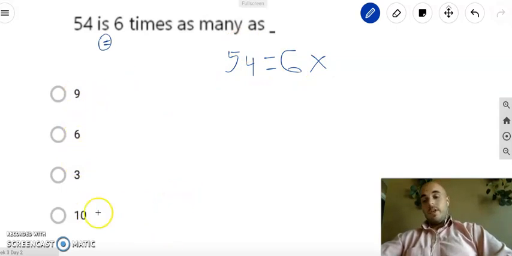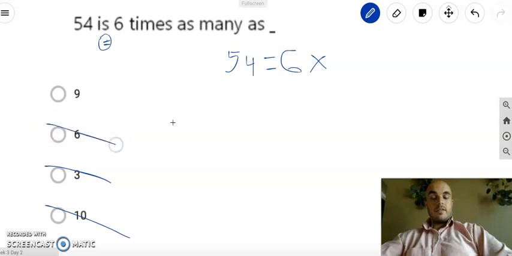Let's go through examples. 6 times 10 is 60. Not it. 6 times 3 is 18. Not it. 6 times 6 is 36. Also not it. So it leaves me with 6 times 9. 6 times 9 is in fact 54. So that is my answer.